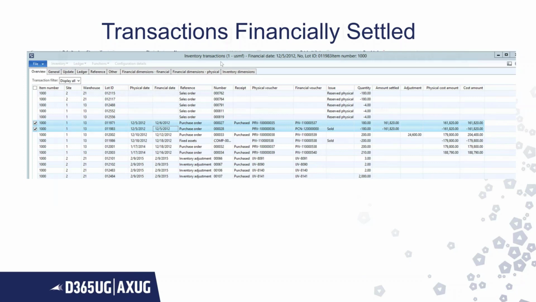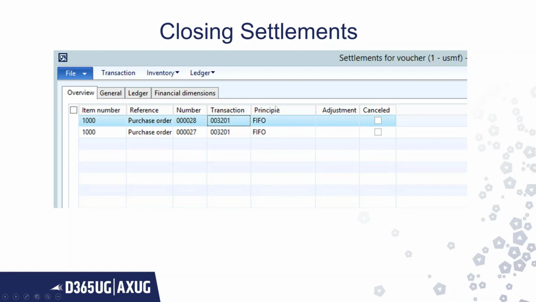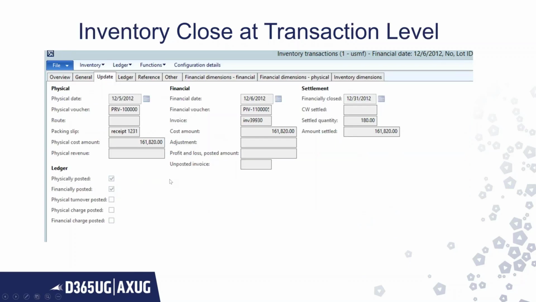So closing settlements, what you're going to see is you're going to actually see it create a settlement based on a principal. And these are for purchase order transactions. And this one created no adjustment transactions. When we look at the transactional level, in your update tab, you're going to see not only if any adjustments had been made previous to this, you'll also see the date it closed, the settled quantity and the settled amount. So when we think of settled, these are transactions that have been fully satisfied within the system. You'll also notice it's telling it both physically and financially posted because it has to settle.